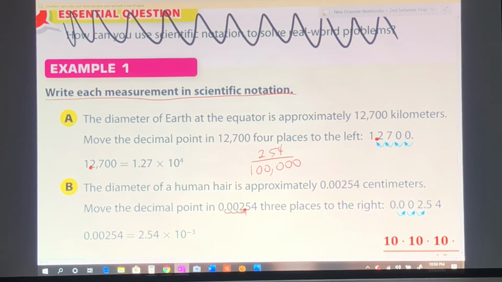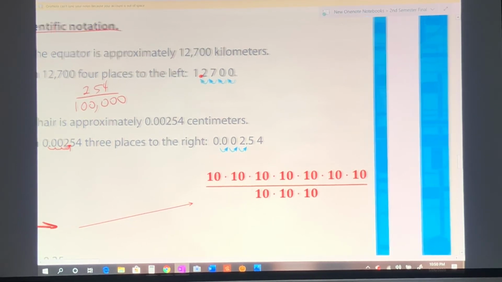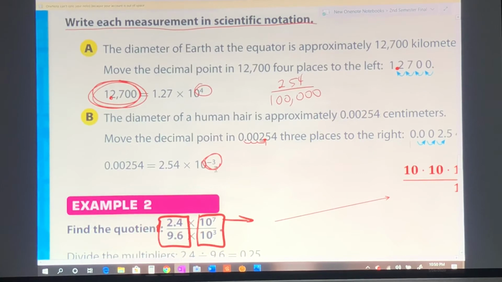Remember how I taught this? If the number is greater than 1, your exponent is positive. If the number is less than 1, your exponent is negative. So you're going to move it. I have blue arrows over here. You're going to go 1, 2, 3 places. So it's 2.54 times 10 to the negative third power. Big number, positive exponent. Little number, less than 1, negative exponent. And you're going in different directions when you move the decimal. Okay.